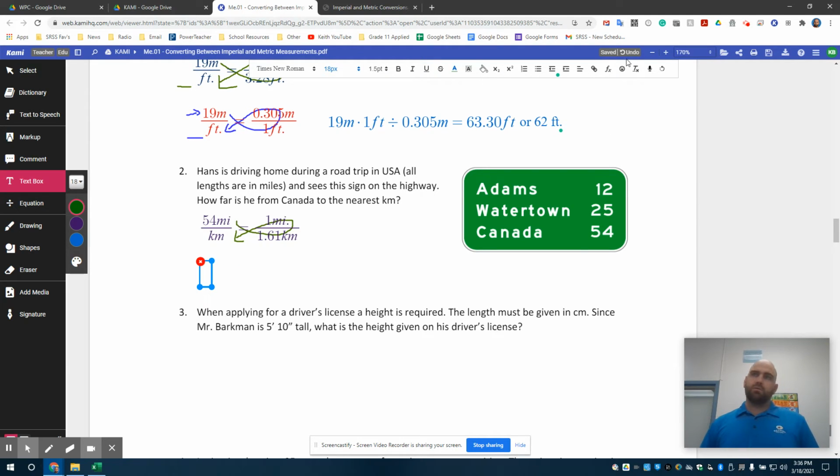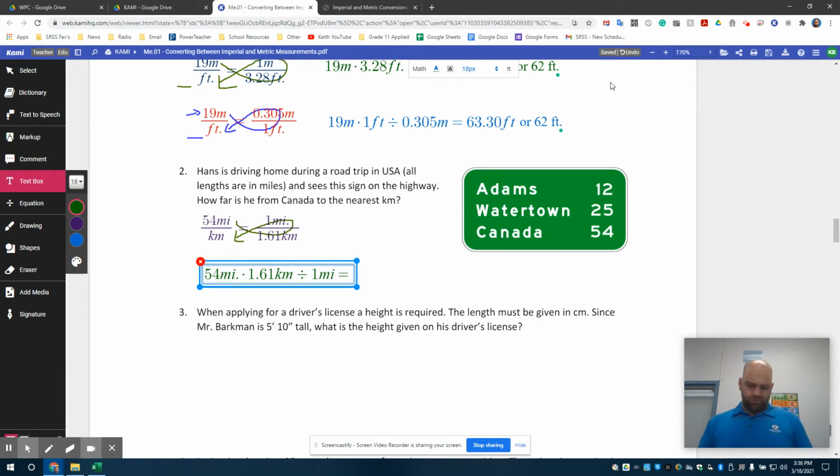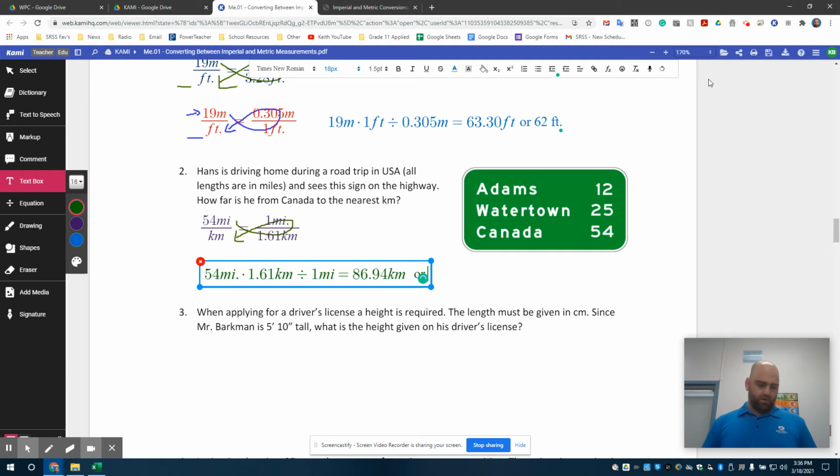So put this into an equation here. 54 miles times 1.61 kilometers divided by 1 mile is equal to 54 times 1.61, 86.94 kilometers. And it asks us to round it to the nearest kilometer. So we're going to say 87 kilometers. Okay. So he's 87 kilometers away from home, or 87 kilometers away from Canada.